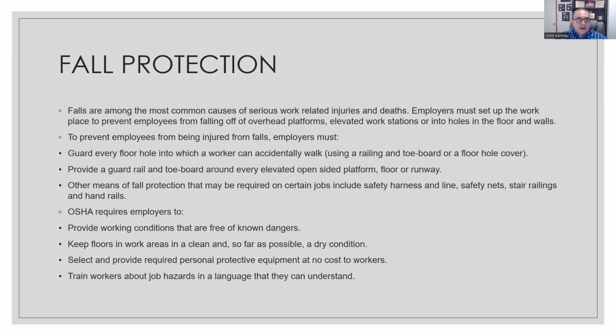So again, check with your OSHA regulations in your area and see how you can put that program in place. Train workers about job hazards in the language that they can understand. So again, if you have non-English speaking workers, and the reason I say that is because it is not just Spanish in our industry. Depending on the area of the country that you're in, there is a multitude of languages that could be native to your workers. So you're required to train them in their native language if they do not thoroughly understand the English language.